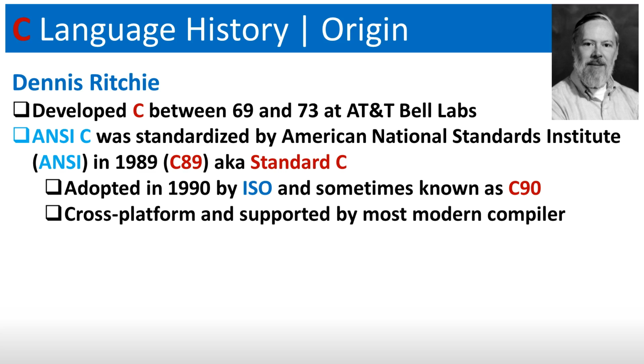The origin of C. Dennis Ritchie developed C between 1969 and 1973 at AT&T Bell Labs to rewrite most of the Unix kernel. ANSI C was standardized by the American National Standards Institute back in 1989, also referred to as C89, also known as Standard C. So whenever somebody talks about Standard C, you have to know that we're talking about the C that was standardized back in 1989, C89. It was adopted later by the ISO standard, referred to as C90. If you say C89 or C90, it's kind of the same, which is cross-platform and supported by most modern compilers.